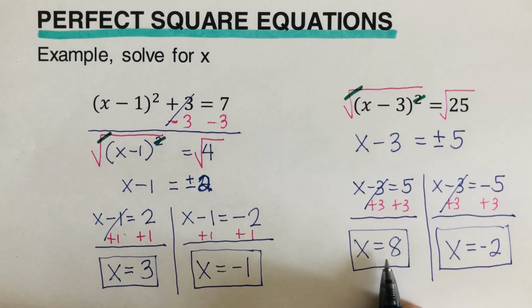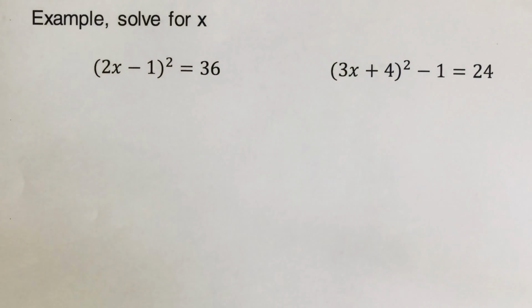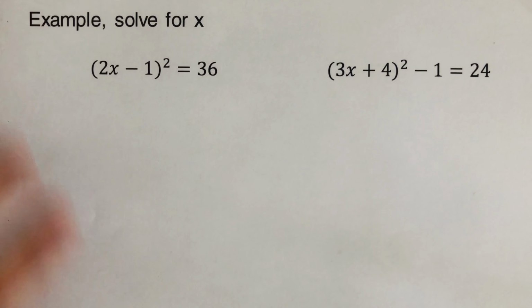Did you get 8 and negative 2 as your x? Good. Perfect. Let's have the next example here. What about if there's a coefficient for x? It's pretty much the same thing we did with the first part.